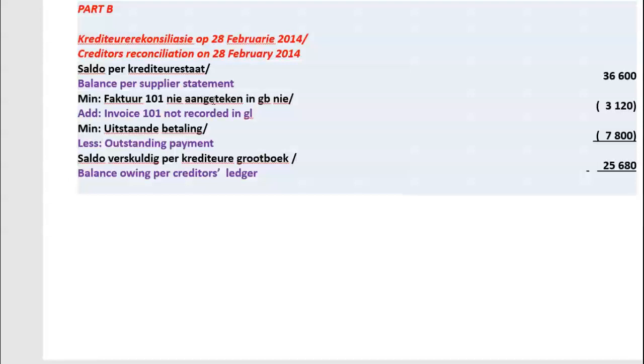So if I want to make the statement balance the same as the ledger balance, I have to take it out of the statement balance. So I'm going to take it out, minus, so I'm going to reduce the 36,600 with the 3120.